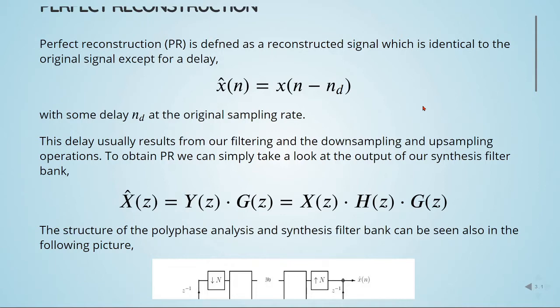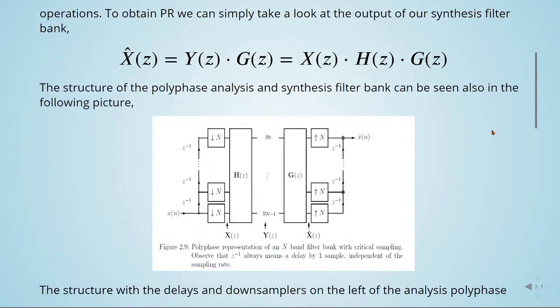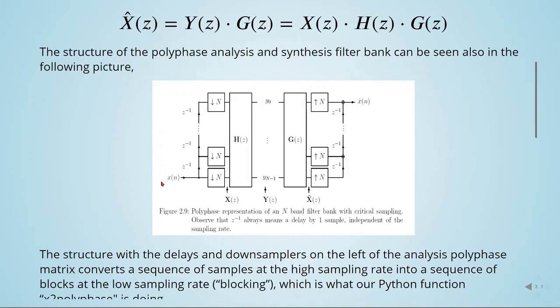So to obtain perfect reconstruction, we can simply take a look at the output of our synthesis filter bank. The structure of the polyphase analysis and synthesis filter bank can be seen also in the following picture. So here we have our original input signal. We have here this delay z to the power of -1. We have downsampling, we have a transfer function or filtering, and then we will have the output, and then it goes to the synthesis filter. Then we have upsampling with delays, and we have our reconstructed signal.